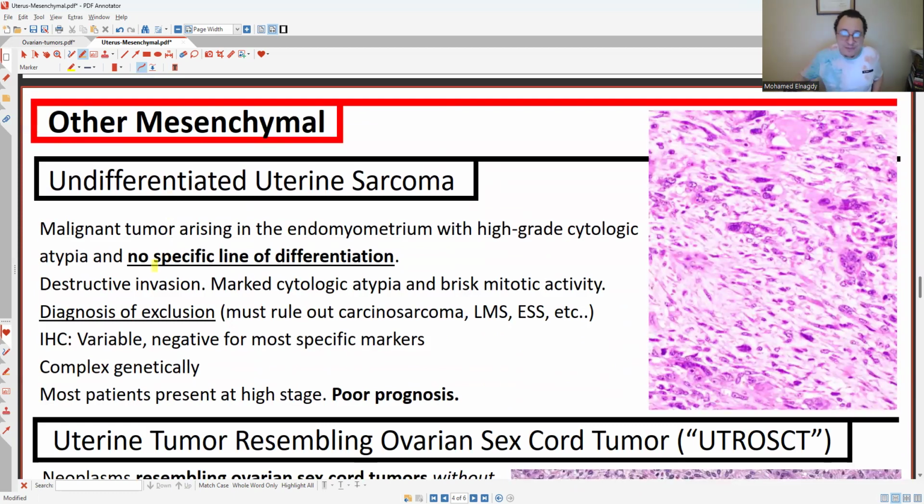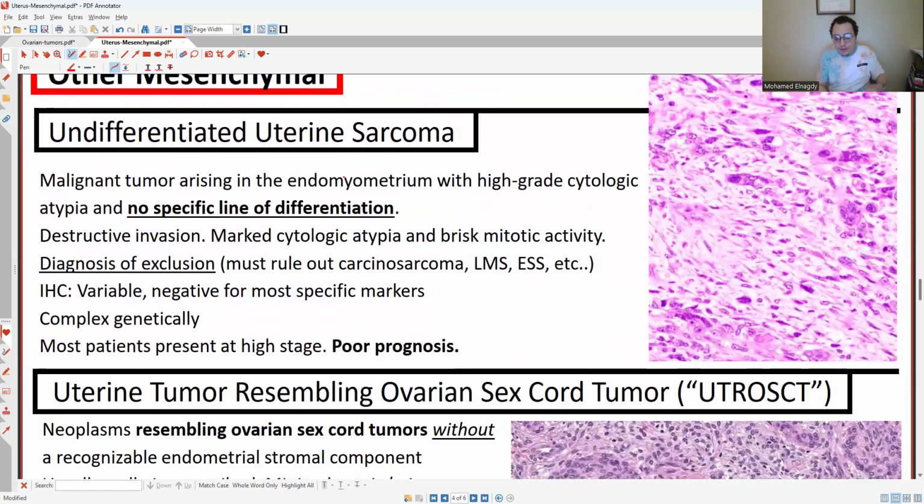Some kind of other mesenchymal tumors. These other mesenchymal tumors are the ones I told you are not so important. What's there? Leiomyoma, leiomyosarcoma, endometrial stromal tumor, and high-grade and low-grade endometrial stromal sarcoma. These are the most important ones.